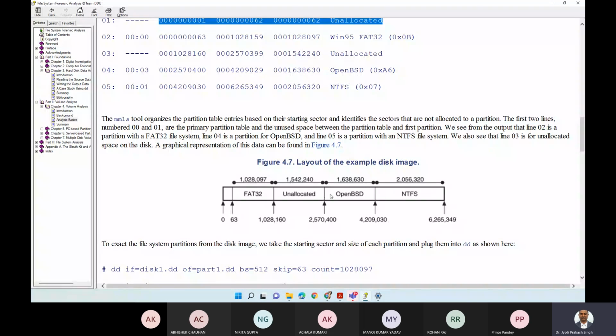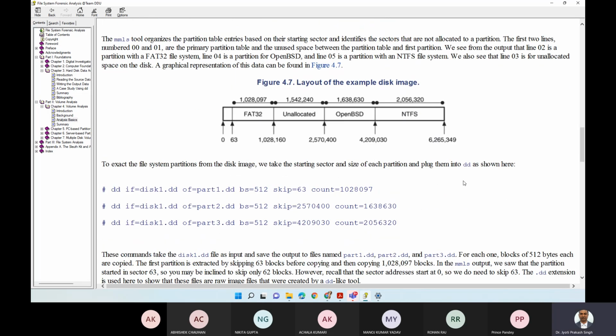Then we have, say, Unix operating system, might be a smaller version of Unix, installed in this area. Then you have another NTFS file system. So might be it is just a partition to store some files, or there is another operating system, might be some newer version, running in that. Then to extract the file system partitions from the disk image, we can take the start and size of each partition and plug them into DD.